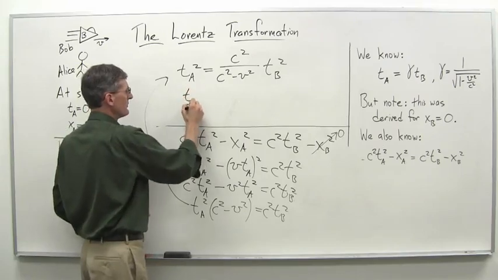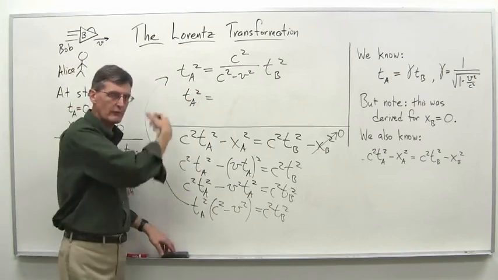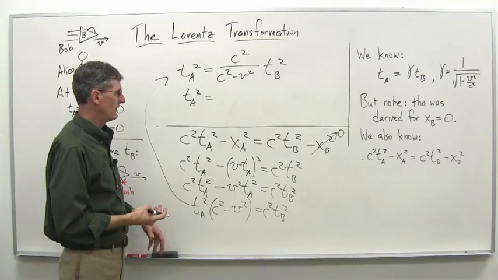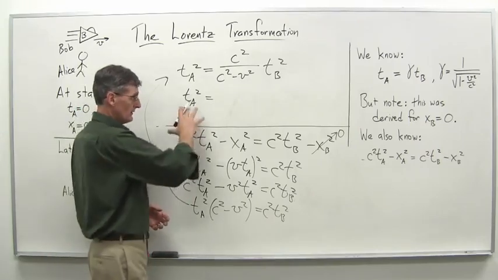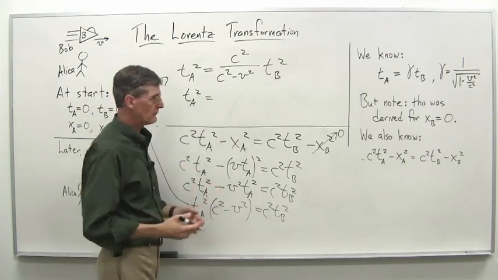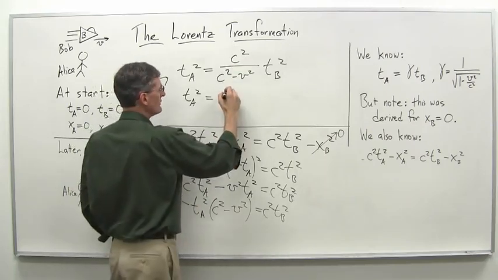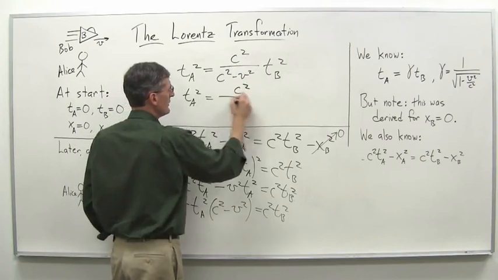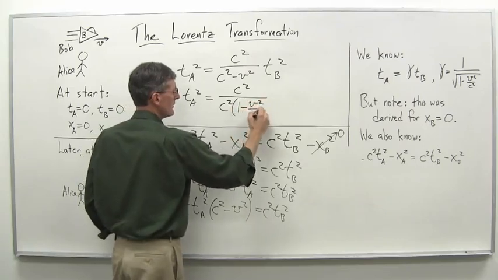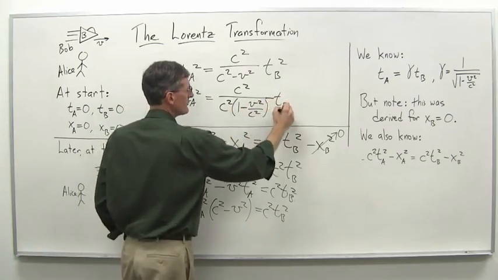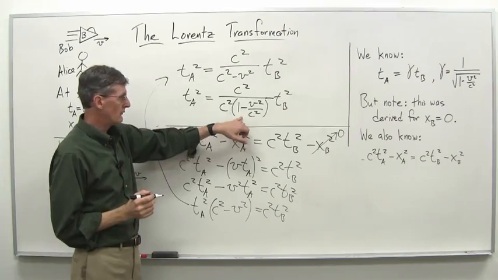For those of you who are up with your algebra, you might want to play around with this a little bit and see what we get. So pause if you want to do that and see what our final answer is going to be. It's going to be very familiar, but let's see what we get here. Let's factor out a c squared in the bottom. So I can write c squared times (1 minus v squared over c squared) times t_b squared. The reason I did that, well, first of all, I can do that.